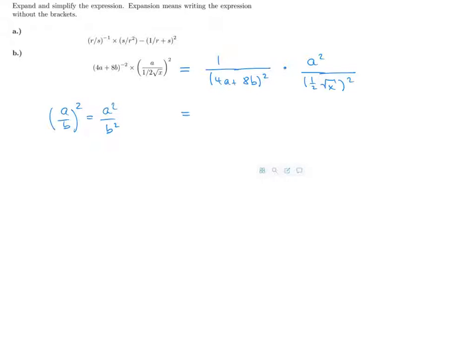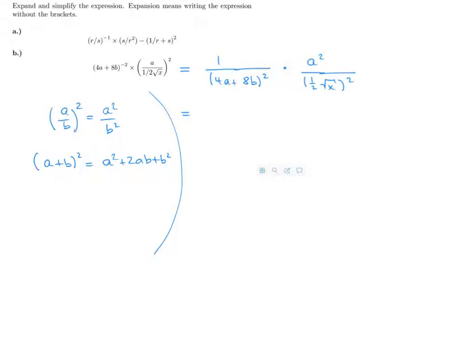and here I can apply the binomial formulas because the exercise says expansion means writing the expression without the brackets. So what we have here is a case of the first binomial formula. So a plus b squared is a squared plus 2ab plus b squared. So in this case, the first term, what appears to be a here would be 4a, what appears to be b here would be 8b.